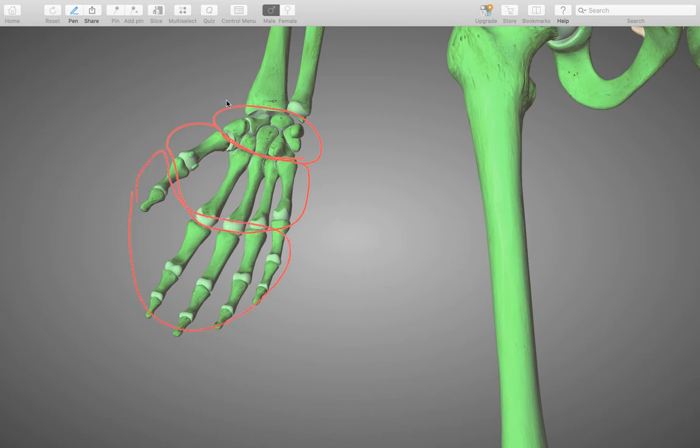These are called the carpals, and those are going to be the bones of your wrist. These will be your metacarpals, and those are the bones of your palm. And these are going to be your phalanges, which are going to be your digits slash fingers, right? We don't call the thumb a finger. We call all of these digits. This is digit number 1, digit number 2, 3, 4, and 5.